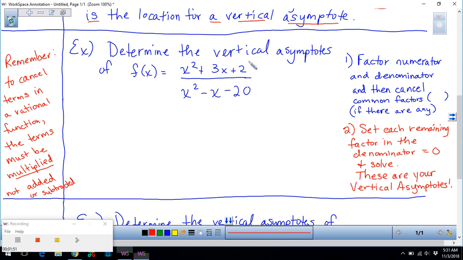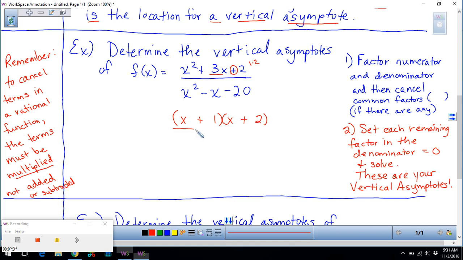So figure out what my factor pairs of 2 are, 1 and 2. So in the numerator, I have x times x, and then 1 and 2. Notice that 1 and 2 add up to equal 3, and my signs need to be a plus and a plus so that I get a positive 3x in the middle.